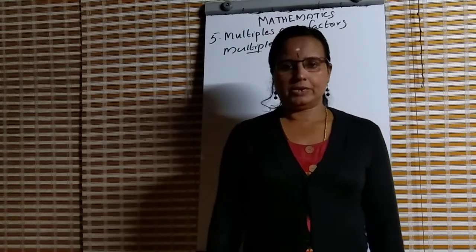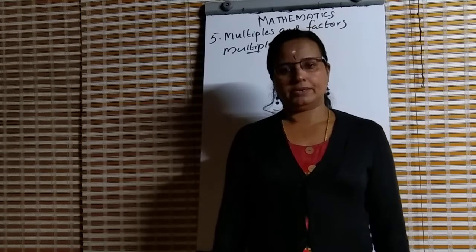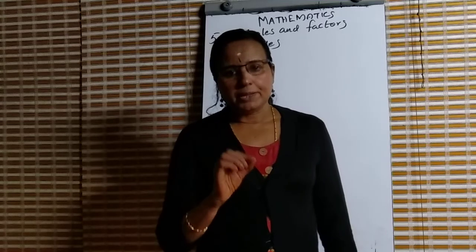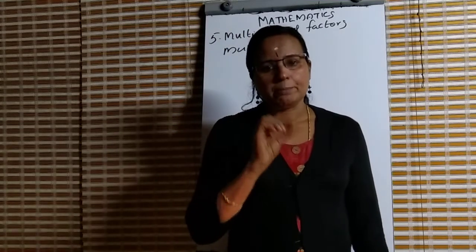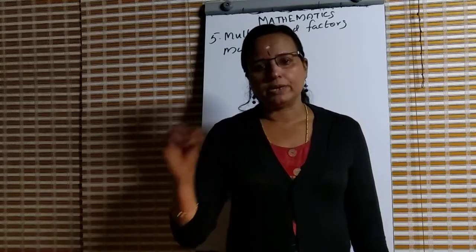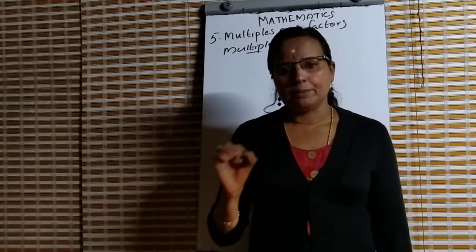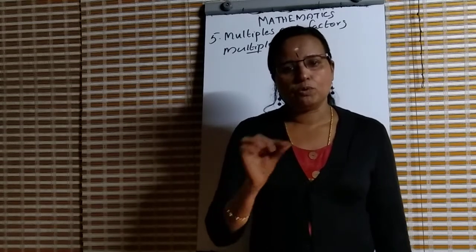Today we are going to study a new chapter. Chapter 5, Multiples and factors. Let us know what is a multiple of a number. To find the multiple of a given number, we multiply the given number by 1, 2, 3, 4, etc.